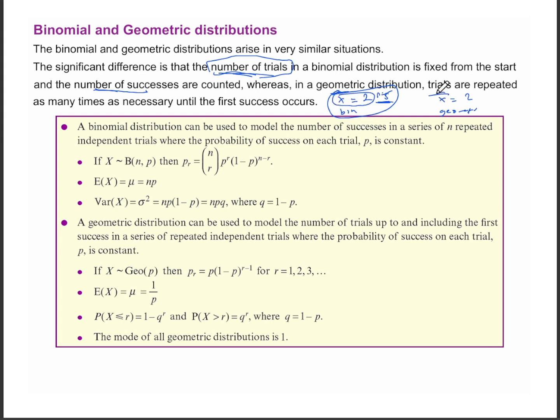While in this, it means we did 2 tries to get our first success. That means our first one was a failure, that's why we repeated it, then our second one was a success, and we stopped it, and that was our discrete random variable value. And finally, the expectations and the variances for all of them are also required to be known.